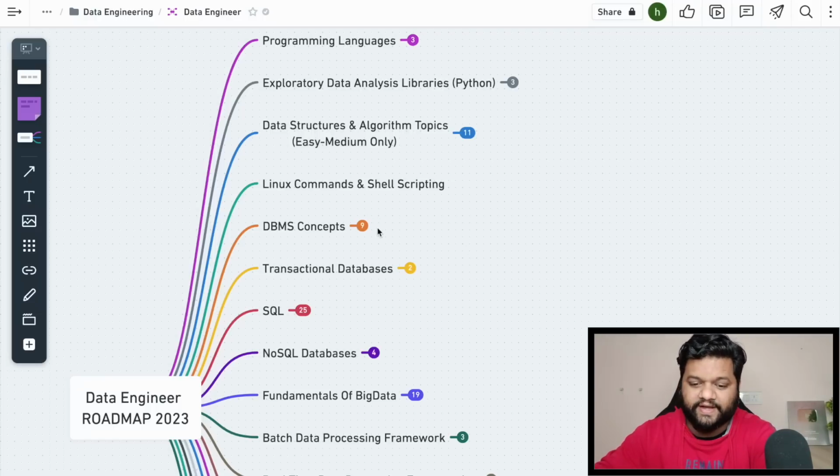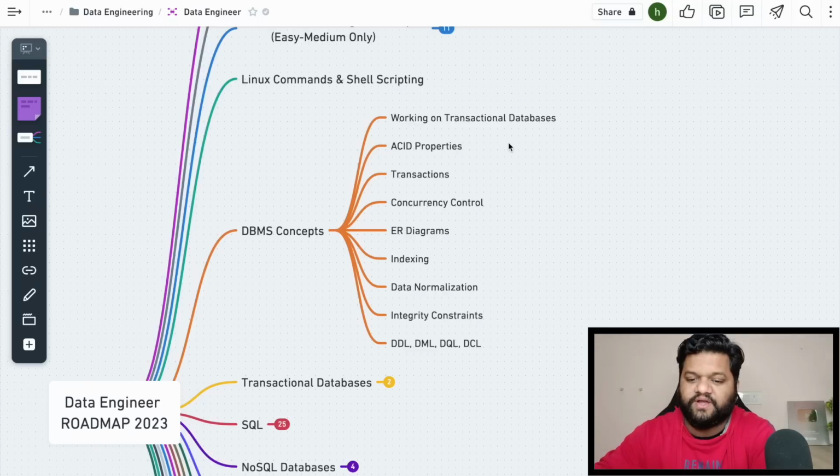Next part is database management concepts. You should definitely start with the why section, like why transactional databases came into the picture, what is the actual need for them, and understanding their use cases. Then the core of it, like ACID properties, transactions, concurrency control, ER diagrams, indexing, data normalization, integrity constraints, and the very creamy layer of SQL, which will be the kickstart of it, like understanding DDL, DML, DQL, DCL, the very basic commands of SQL.